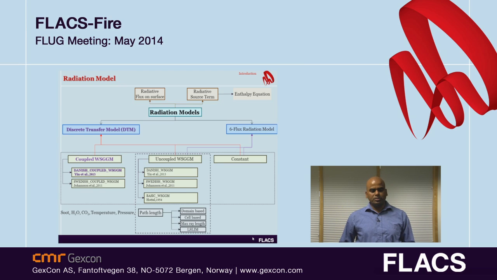This picture shows the radiative transfer model in detail. As I mentioned, there are two different radiation transfer models available, one is the discrete transfer model, another is the 6-flux model. Both give the radiative source term and radiative flux on surfaces. This radiative source term goes into the enthalpy equation which solves for the temperature.